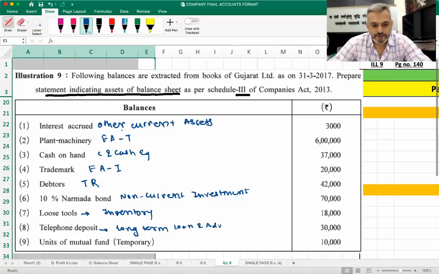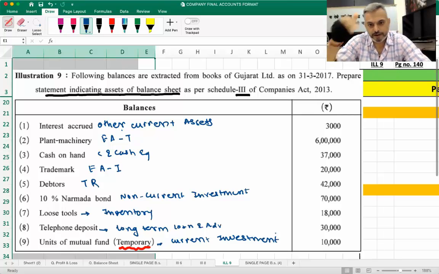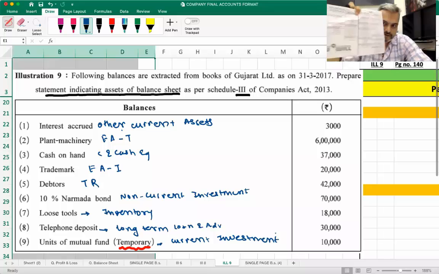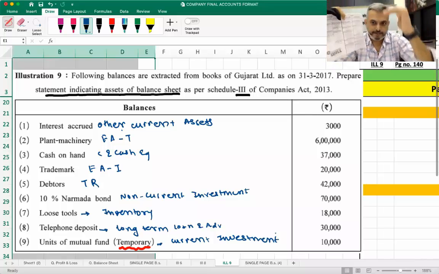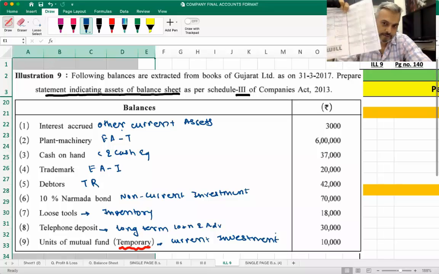And units of mutual fund, but very important thing they have given over here is temporary. If it is temporary, it means it is current investment. So please write all these things. This is important. Now here you will have to really put in your efforts for learning what is inside the subheadings. Okay, so while you write the main format daily, this format should also be written once.